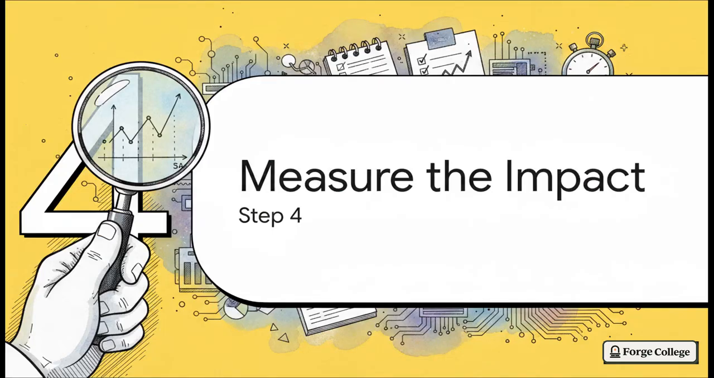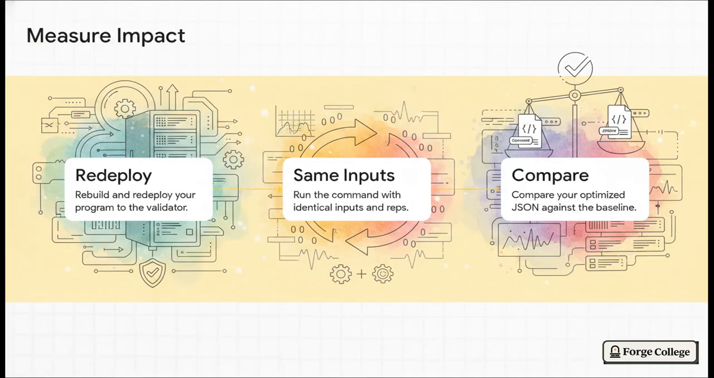Now, on to step 4, measuring the impact. We've applied our fix, but a true detective doesn't just assume the case is closed. A true detective needs hard, undeniable evidence that the optimization actually worked. We must apply the scientific method here. First, rebuild and redeploy your program to the local validator.